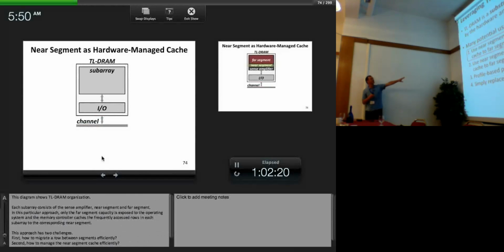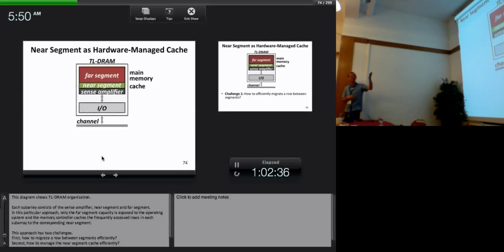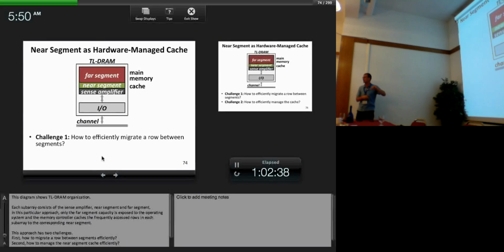Okay, so let's take a look at the inclusive cache a little bit. In this case, we have this tiered latency DRAM. This is a subarray. Basically, you've divided memory into far segment, near segment, and sense amplifiers. Far segment is our main memory, and near segment is our cache to that main memory. There are two challenges. One is, how do you efficiently migrate a row between the segments? Because whenever you want to cache data from far segment to near segment, you want that to be very efficient, and the other way around also, when you want to write back data to main memory.